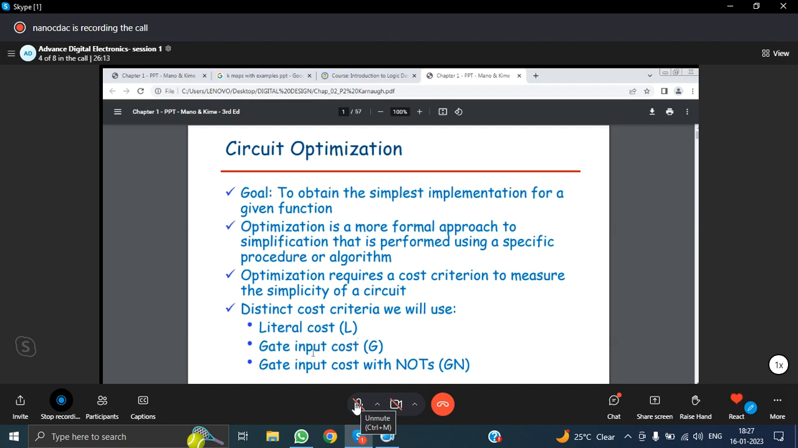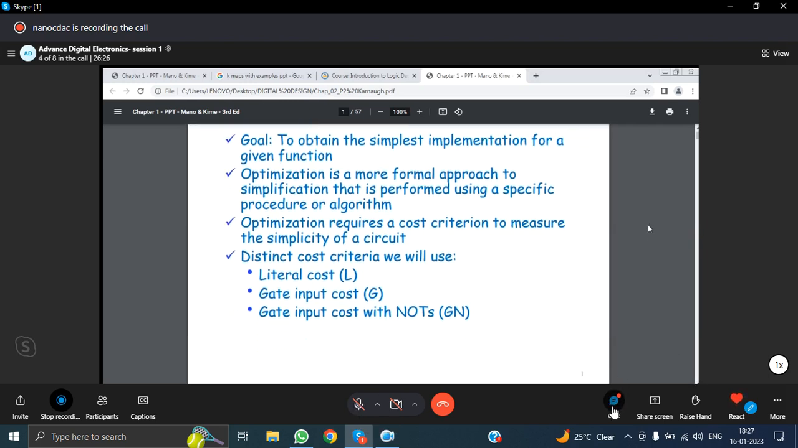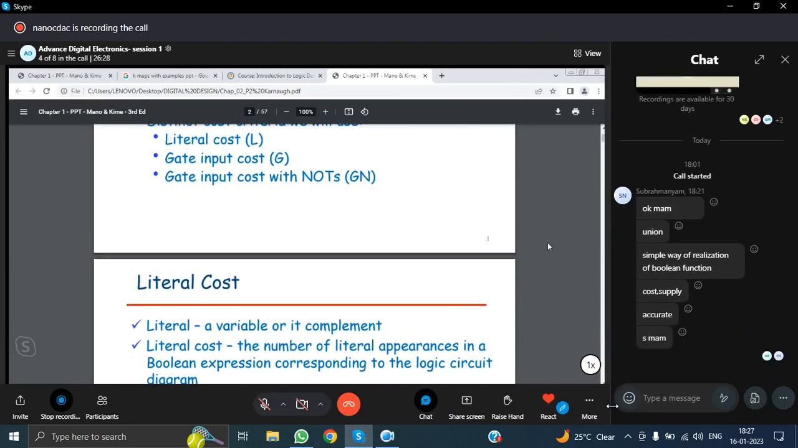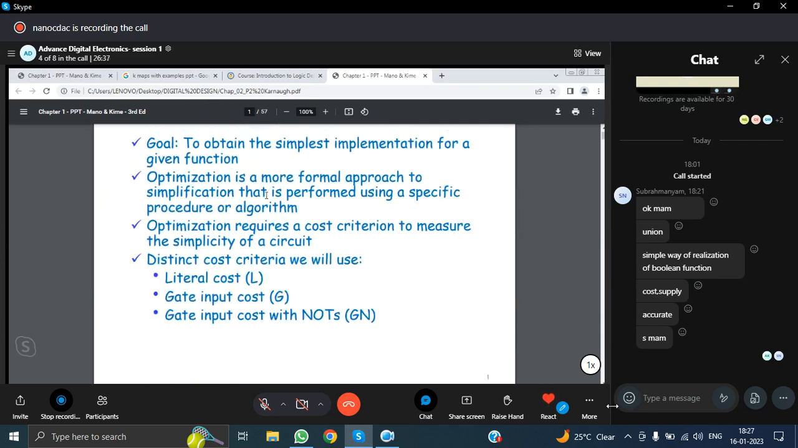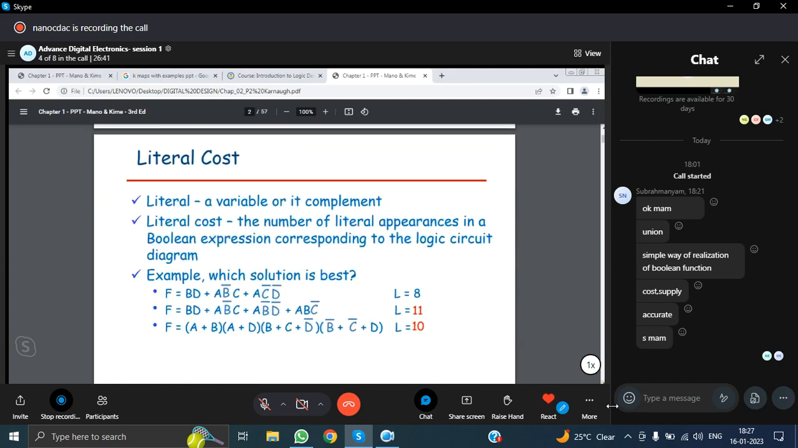First thing is literal cost. Okay, literal cost. Literals ante entide. So how many variables are there? They are the literals. Okay, and gate input cost, and gate input cost with knots. So how can we cut down the cost by simplifying the functions using KMaps? KMaps lo literal, gate inputs and gate input cost with knots. Okay, so let us see these three.